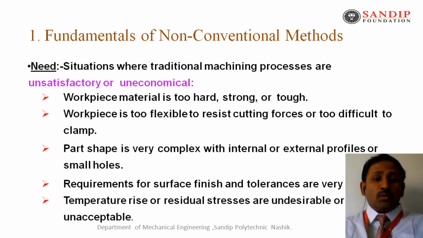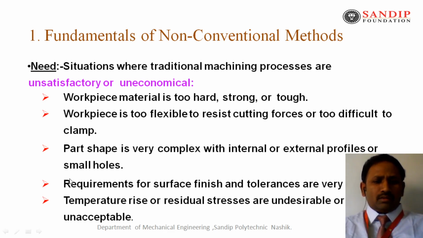Then, the workpiece is too flexible to resist cutting forces or too difficult to clamp. Now in this process there is no contact between cutting tool and workpiece, whereas in conventional there is direct contact of the cutting tool and workpiece. Next, part shape is very complex with internal or external profiles or small holes. In conventional manufacturing processes, it is not possible to manufacture exact complex contours or internal profiles or small holes. So these are the limitations of the conventional. Taking over these limitations, non-conventional processes can do every manufacturing.